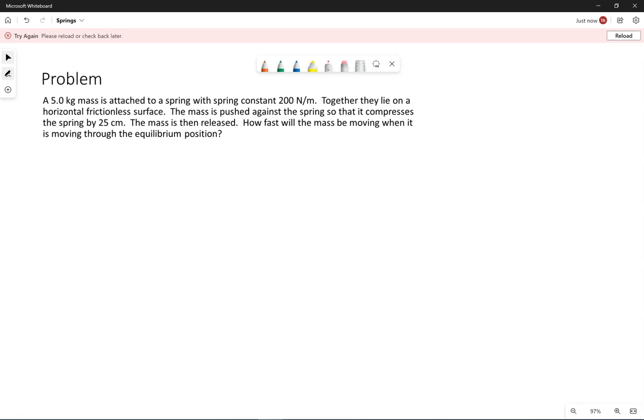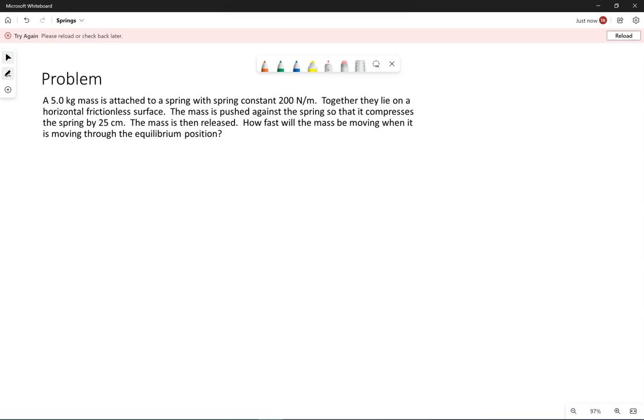All right, a problem with a spring. We have a 5 kilogram mass attached to a spring with spring constant 200 newtons per meter. They lie on a horizontal frictionless surface. Mass pushed against the spring, it compresses the spring by 25 centimeters. Mass is then released. How fast will the mass be moving when it is moving through the equilibrium position?